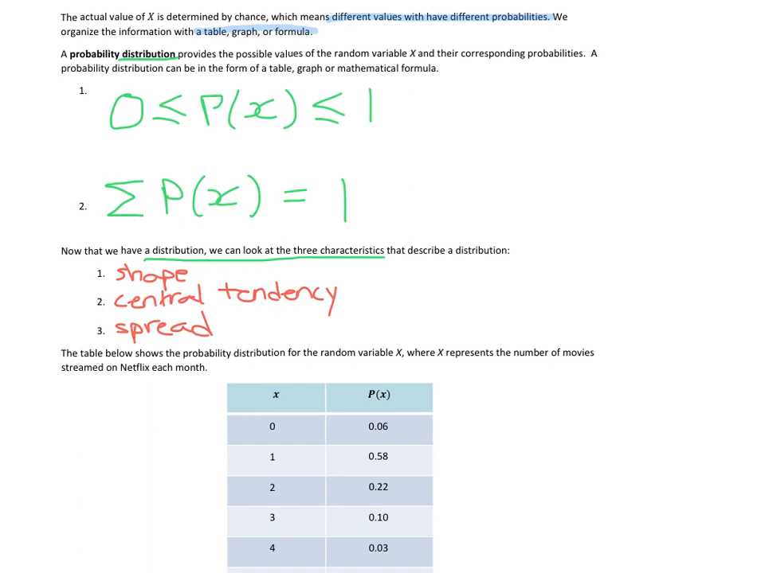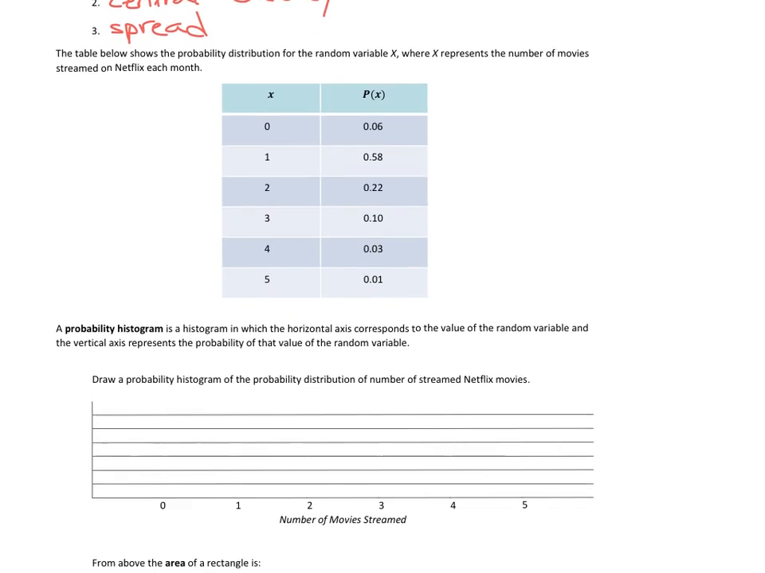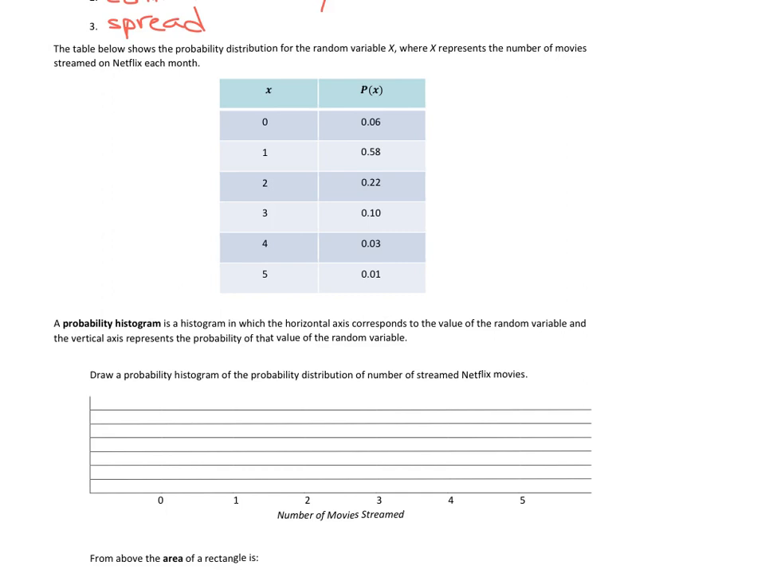All right, so let's look at an example of a probability distribution in the shape of a table. Here's our example we're going to be using. So the table shows the probability distribution for the random variable x, where x represents the number of movies streamed on Netflix each month. So there you go. So x represents the number of movies streamed on Netflix each month. So it looks like the value of our random variable ranges from 0 movies to 5 movies. All right, so obviously this is a little outdated. I think people sometimes stream 5 movies a week these days. But this is what it is.